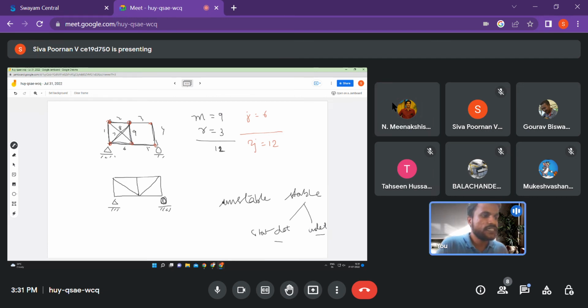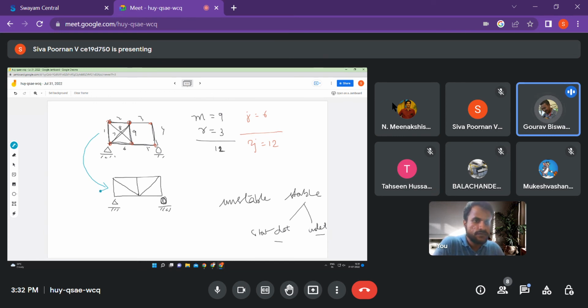Let's say that Maxwell missed it and you want to find out, is it the number of members? Because the number of members is good enough. We saw that we can reconfigure this same number of members to make it stable. What is it?